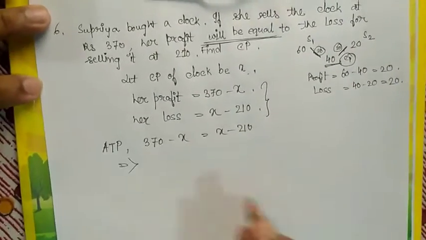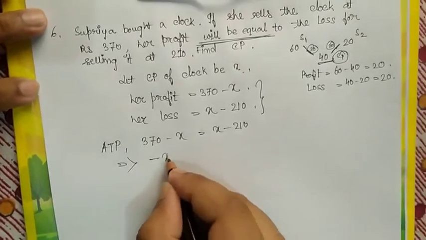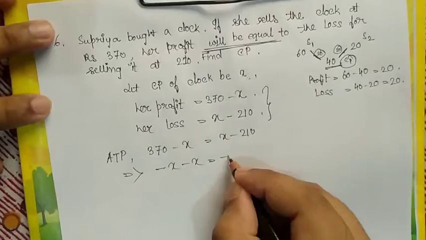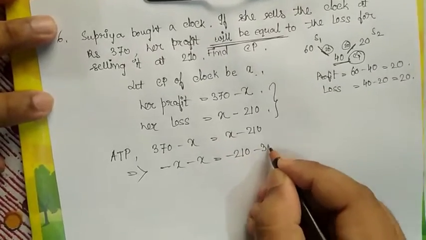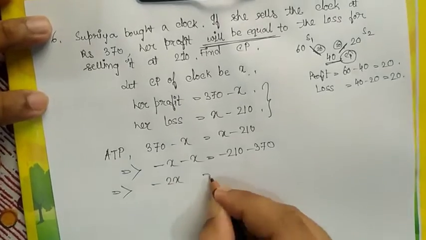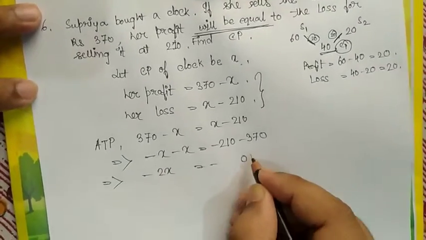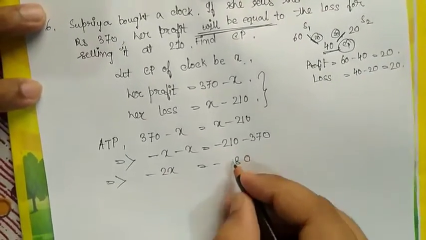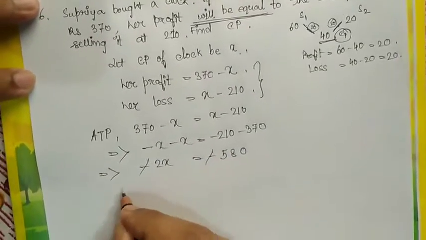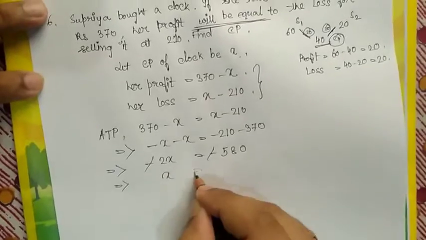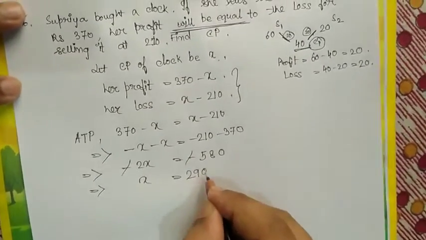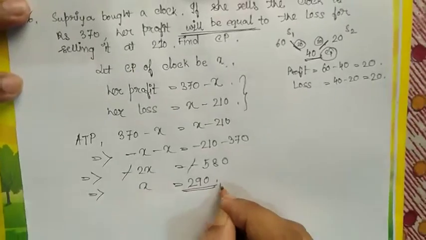So therefore, minus X minus X equals minus 210 minus 370, minus 2X equals minus 580. So X equals 290. The price of the clock is 290 rupees.